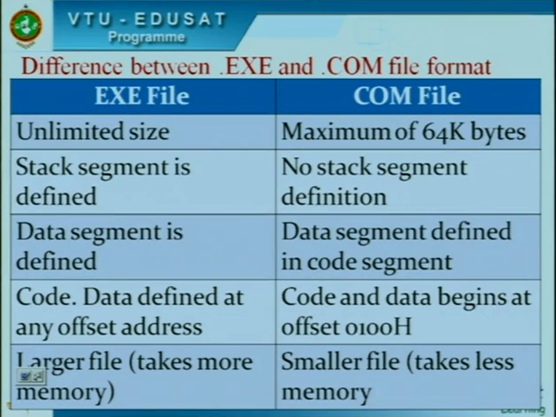The stack segment is defined in the case of an exe file. In the case of a com file, you do not explicitly define the stack. The data segment is defined in an exe file because the segments are separate. In this particular case, we do not even have to define a data segment. Code and data can be at any offset address in an exe file. In a com file, code and data begin at the offset address 0100. There is a predefined position for the com file. Larger files are obtained in the case of the exe file, and small files are taken for the com file.